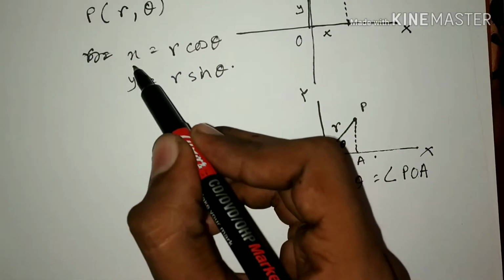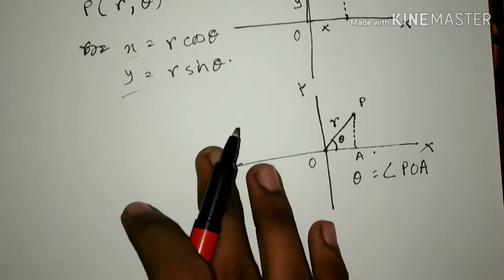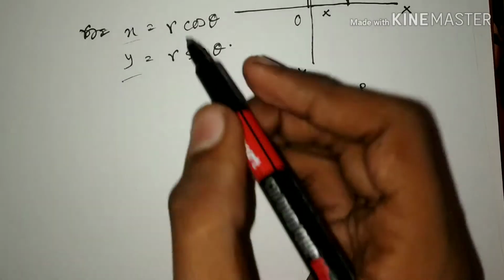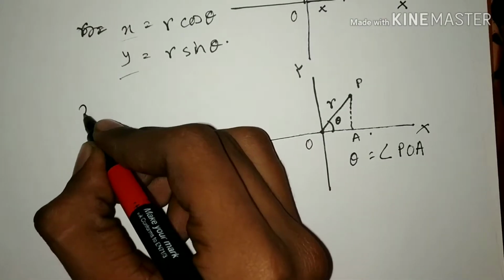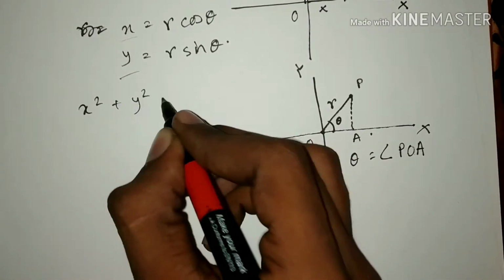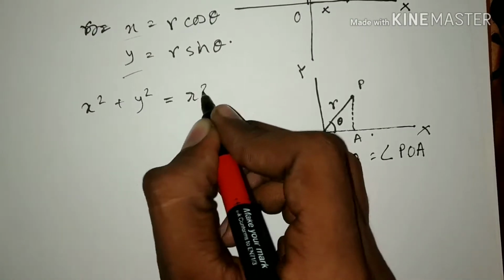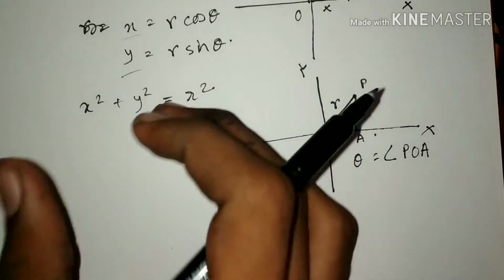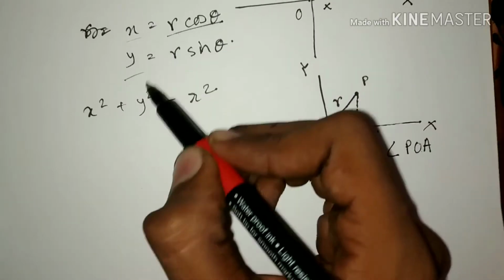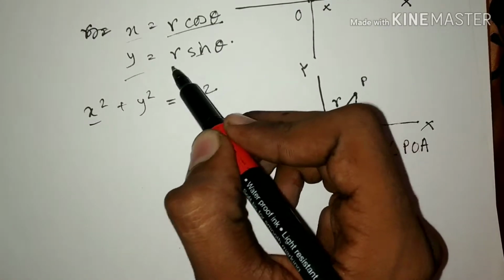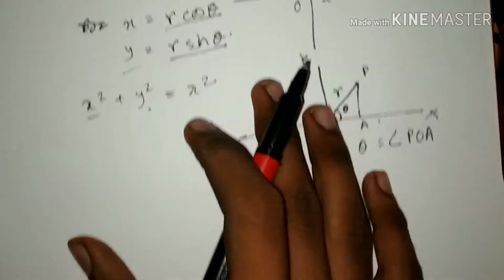Now if we are given the x and y terms, then we can find r and theta by the formula x square plus y square equals r square. We can verify this: we take the value of x and the value of y and plug them into this equation.